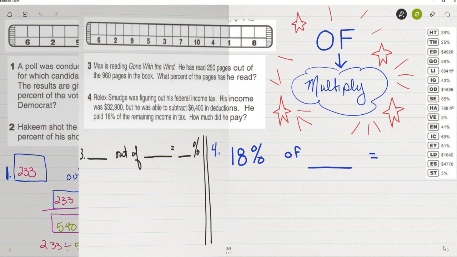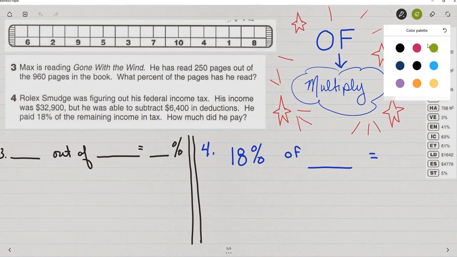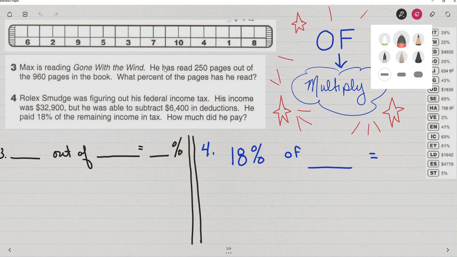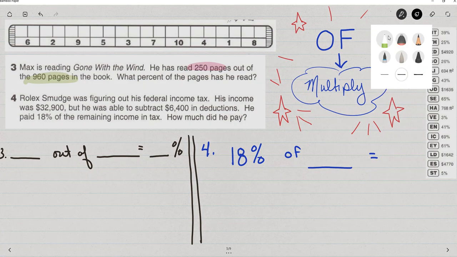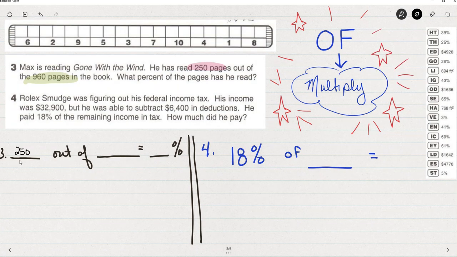Number 3, Max is reading Gone with the Wind. He has read 250 pages out of the 960 pages in the book. So I could write this as a fraction, 250 out of 960. So that's 250 divided by 960. Did you notice, by the way, that's going to be the same as 25 out of 96.